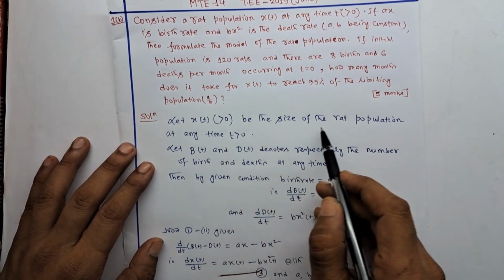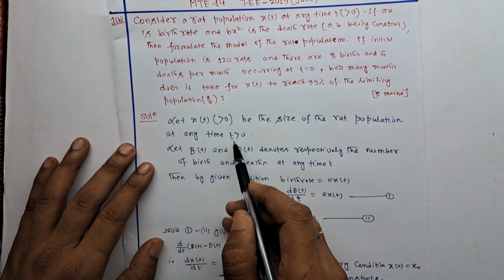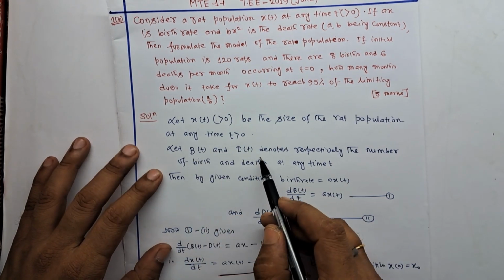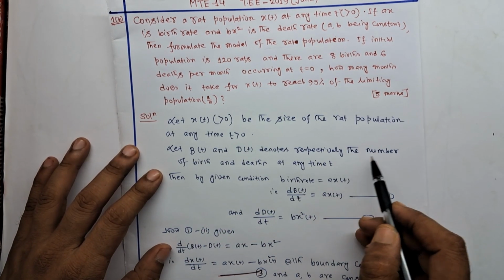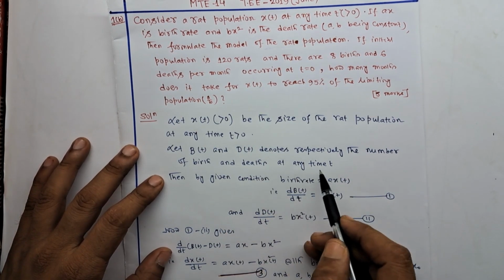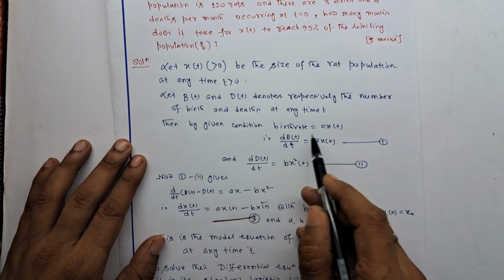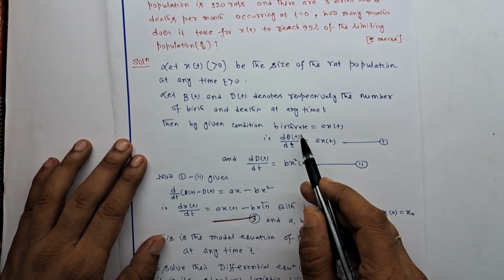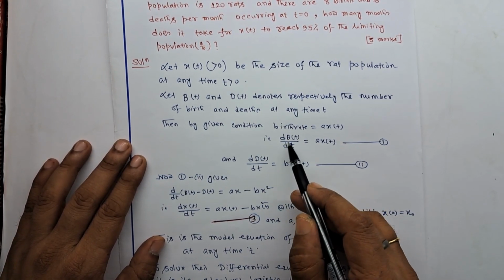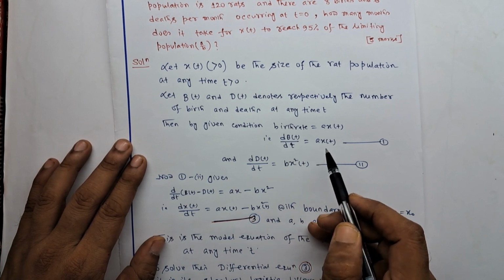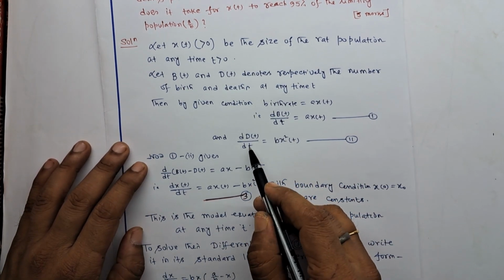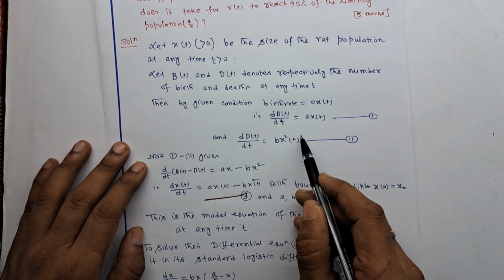Let x(t) be the size of the rat population at any time t greater than 0. Let b(t) and d(t) denote respectively the number of births and deaths at any time t. Then by the given condition, birth rate equals ax(t). This is given. So we know the birth rate: db(t) by dt equals ax(t), and death rate dd(t) by dt equals bx squared(t). This is given.